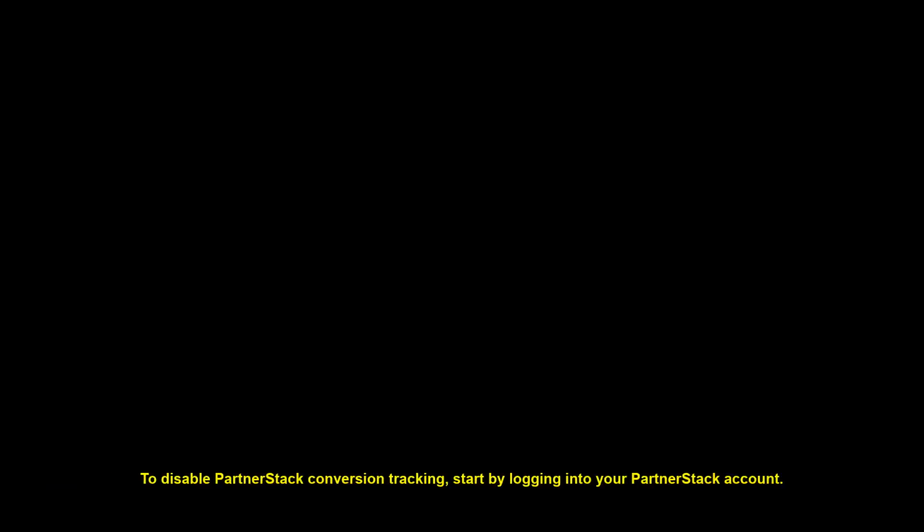To disable PartnerStack conversion tracking, start by logging into your PartnerStack account. Once you are logged in, navigate to the dashboard. Locate the program section in the sidebar menu. Click on the program for which you wish to disable conversion tracking.